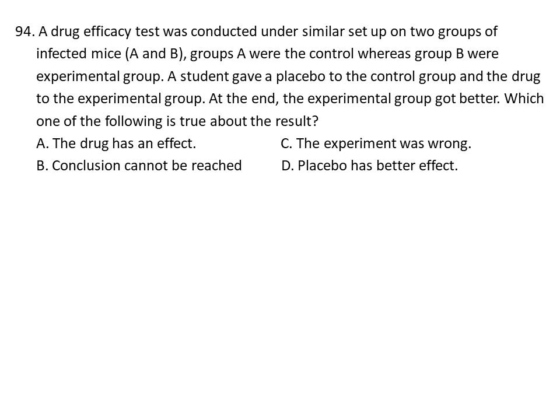Question number 94. A drug efficiency test was conducted under a similar setup on two groups of affected mice, A and B. Group A was the control, whereas Group B was the experimental group. A student gave a placebo to the control group and the drug to the experimental group. At the end, the experimental group got better. Which one of the following is true about the result? So the answer will be A, the drug has an effect.